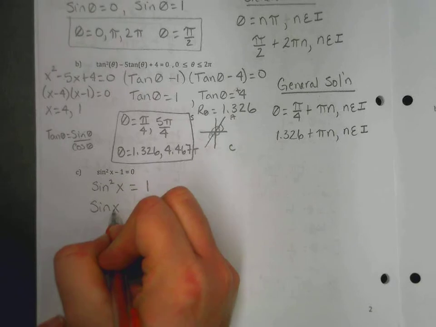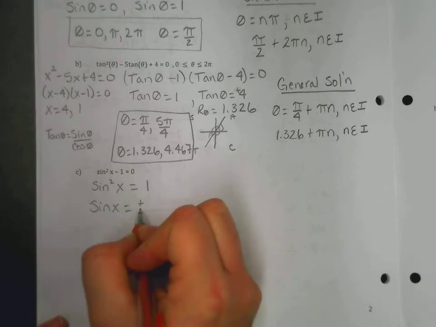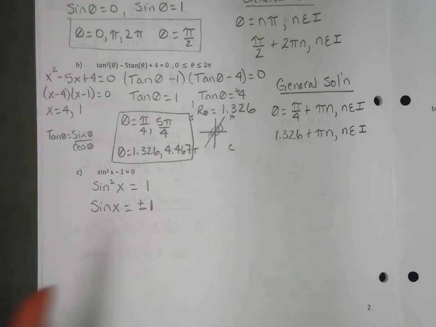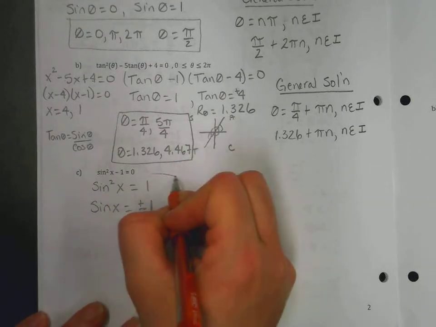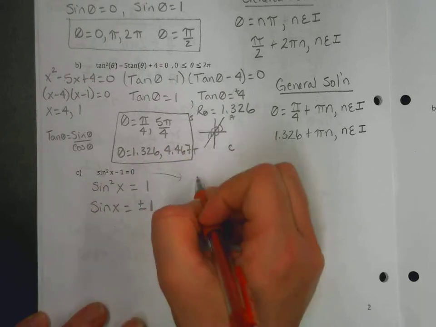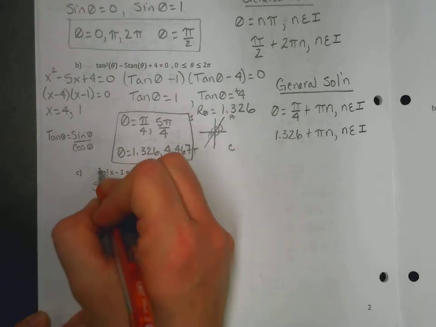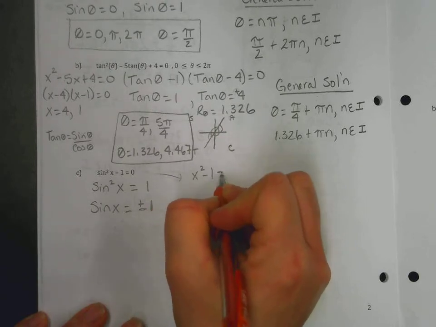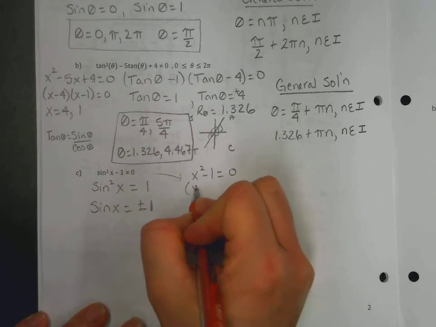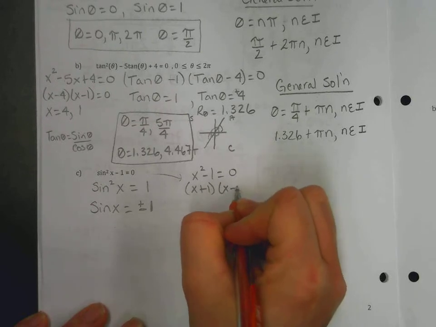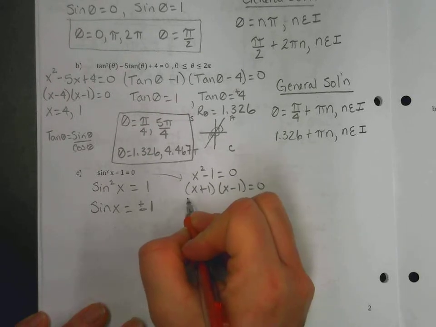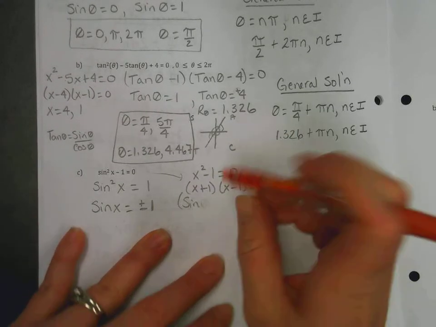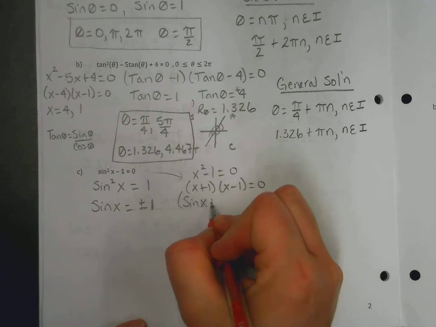So when I take the square root of this, or sorry, not square both sides, but square root, I get plus or minus 1. The other way you could think of this is by factoring a difference of squares, right? So remember, sine squared x is technically the same as an x squared minus 1. And I could factor this as an x plus 1 and an x minus 1. So in terms of sine, it'd be sine of x plus 1 and sine of x minus 1.